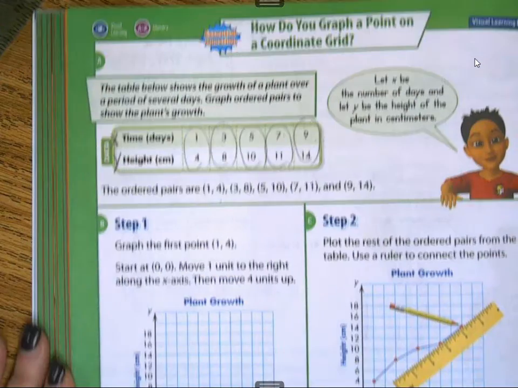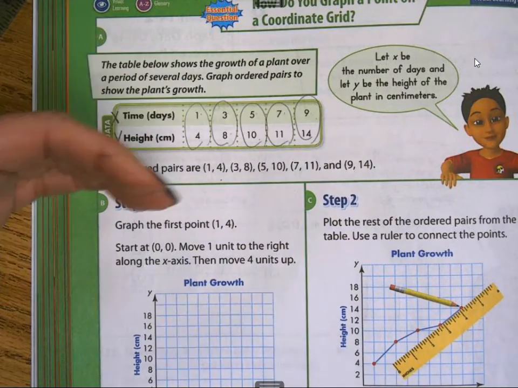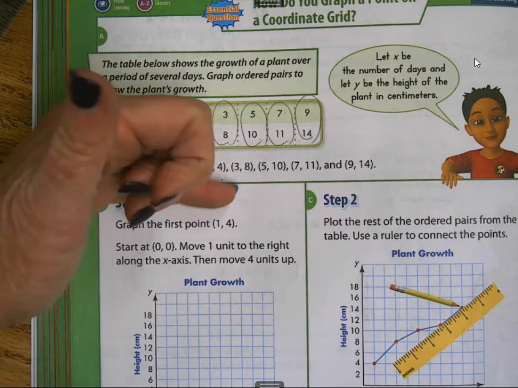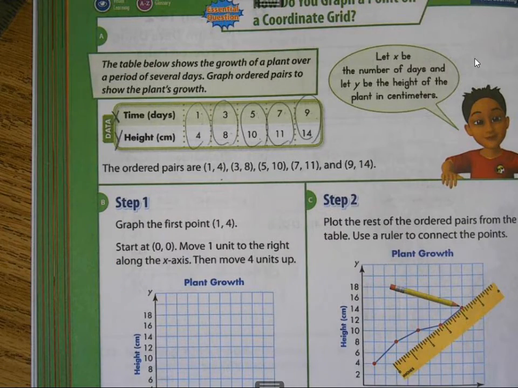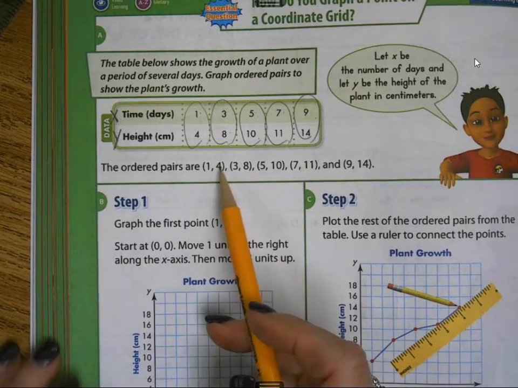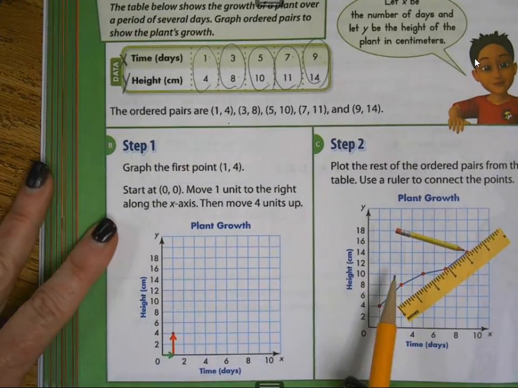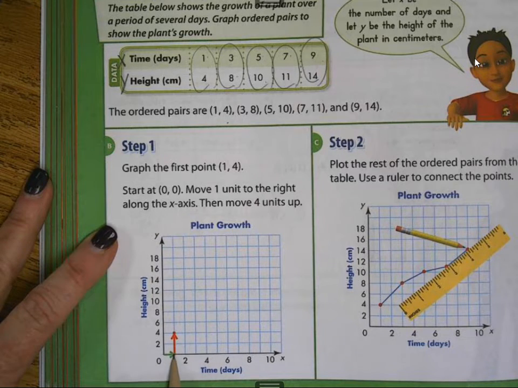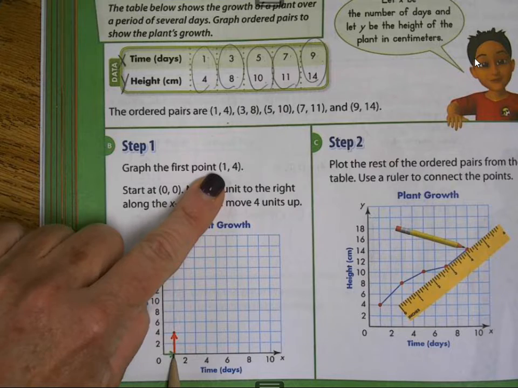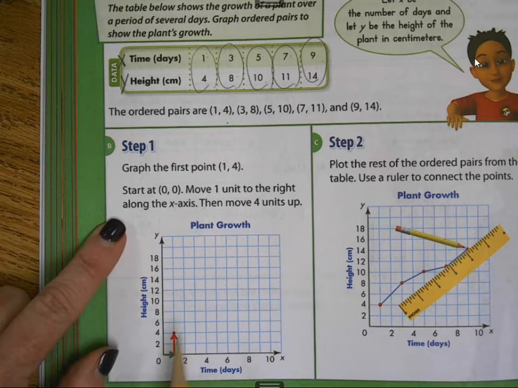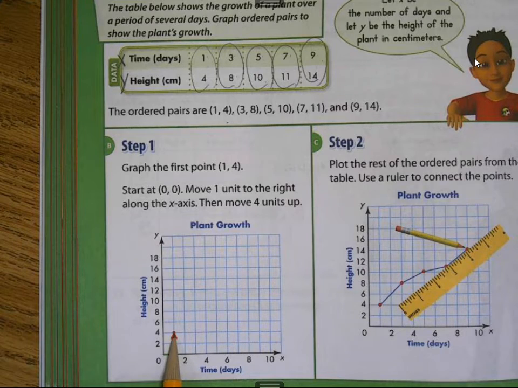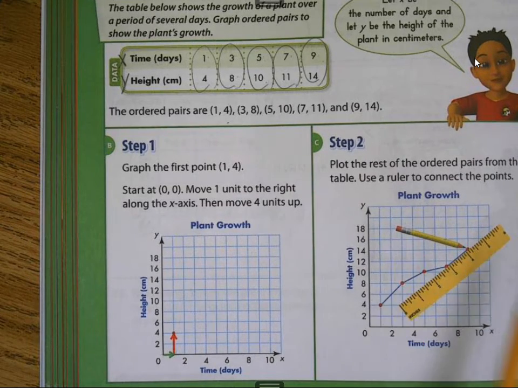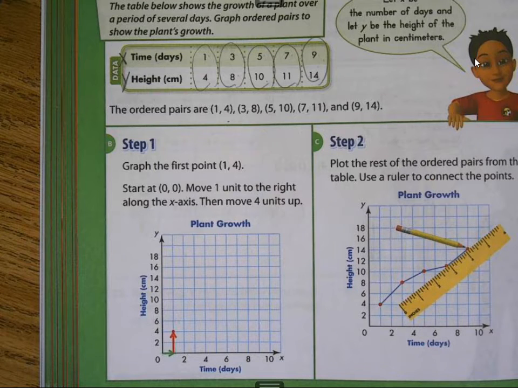So step 1, once we have our tables and we've written these values in as ordered pairs, we're going to graph the first point at the first ordered pair of 1, 4. Just a reminder, we start at 0, the origin, and we move along the x-axis 1 unit. Then we move up the y-axis 4. Don't forget, we start at the origin and we run along the x before we jump to the y. For step 2, we're going to plot the rest of the ordered pairs from the table, and then we're going to use a ruler to connect the points.